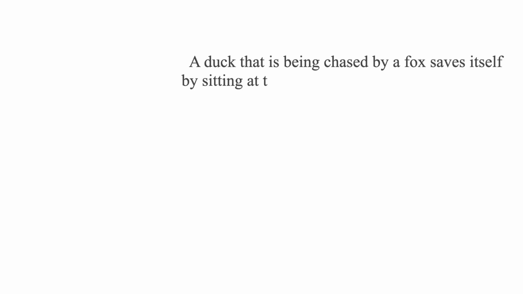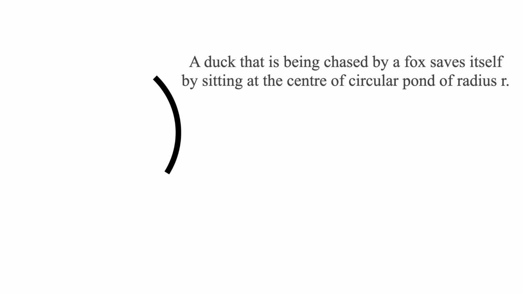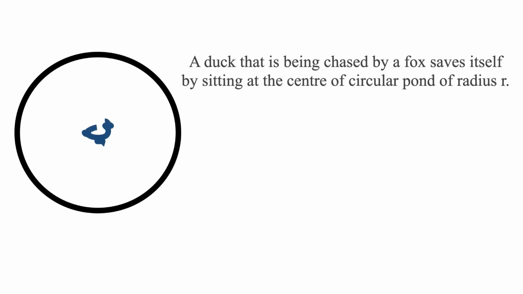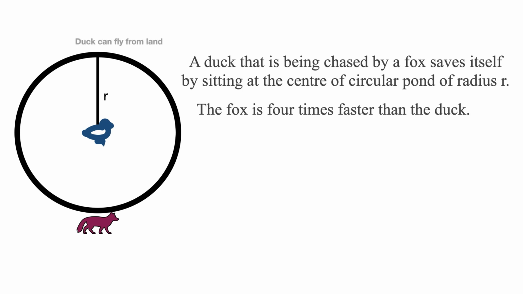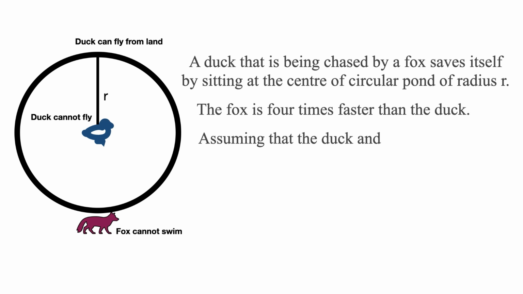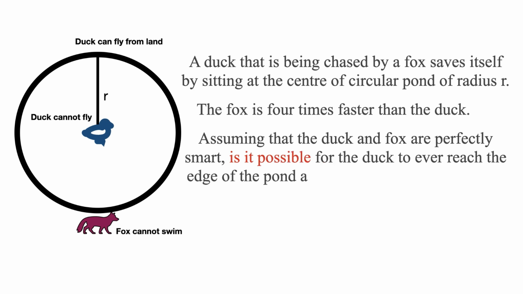A duck that is being chased by a fox saves itself by sitting at the center of a circular pond of radius r. The duck can fly from land but cannot fly from the water. Furthermore, the fox cannot swim. The fox is 4 times faster than the duck. Assuming that the duck and fox are perfectly smart, is it possible for the duck to ever reach the edge of the pond and fly away to its escape from the ground?